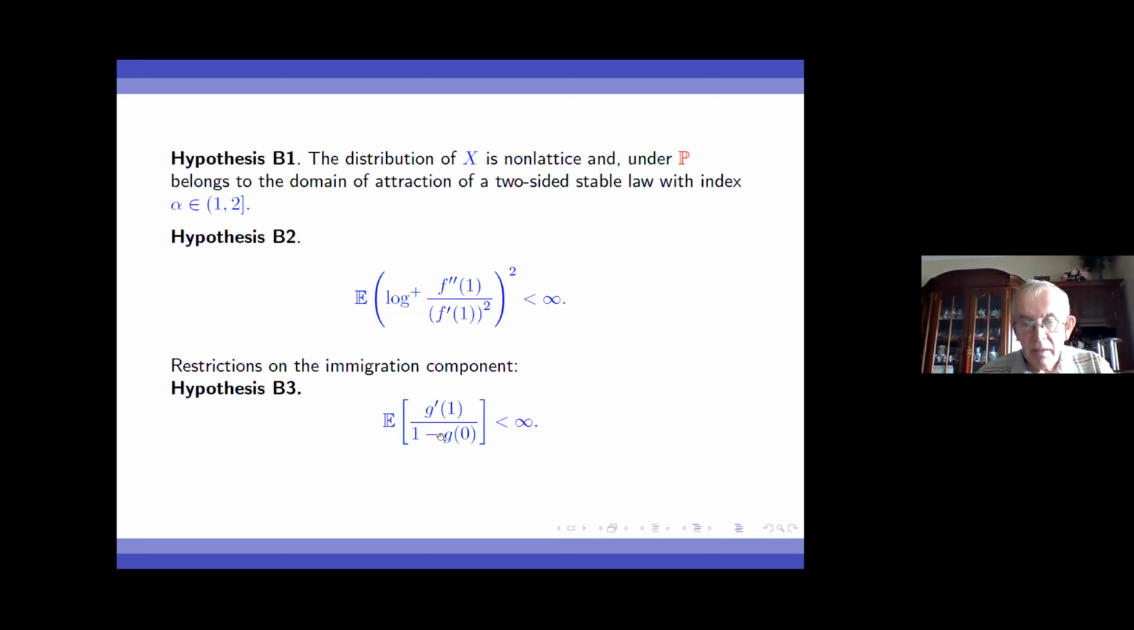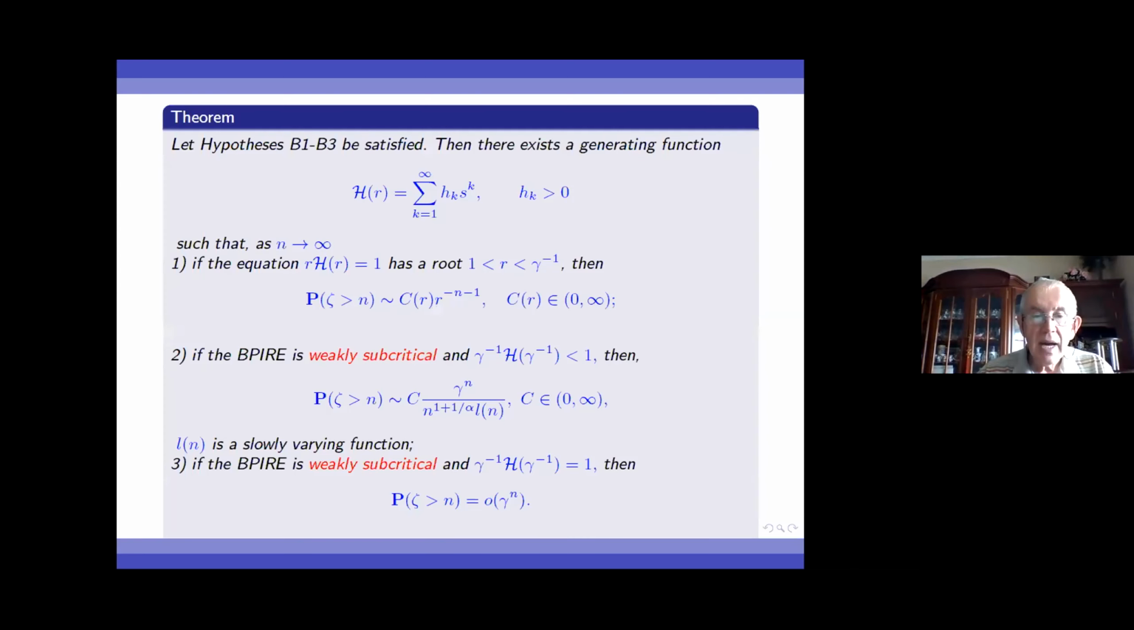And these conditions, 1 minus g of 0 should be less than infinity. So g of 0 should not be close to 1, because g of 0 is just the probability of no immigration, the case when there is no immigration, and we would like to have immigration. And so if g of 0 is close to 1, this means that rather often we have no immigration, and we do not wish to consider such a process, since we would like to consider a branching process with immigration. And so if we have these conditions, then there are three types of behavior.